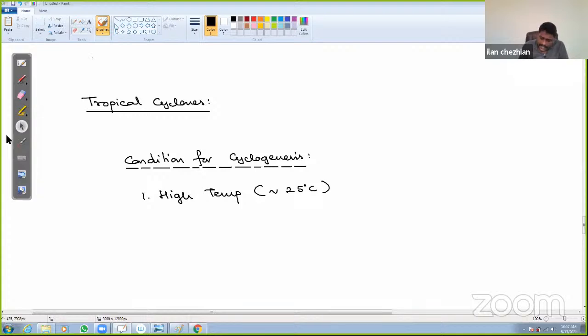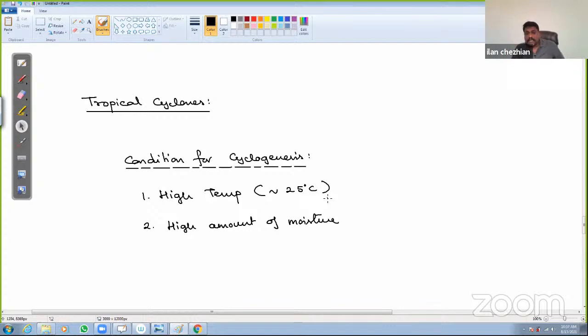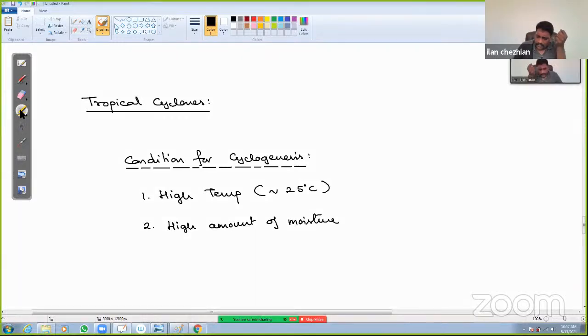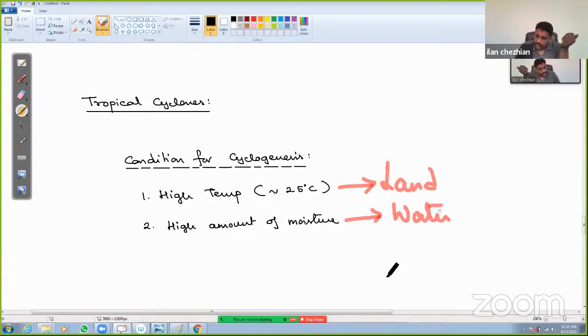Number two, the second condition, what you need is more moisture, or a high amount of moisture, because moisture will further supply latent heat, my friend. For example, where exactly will you have high temperature between land and water? Normally we say land will have higher temperature than water. What about moisture? Where exactly will you have more moisture? Water will have more moisture, my friend.